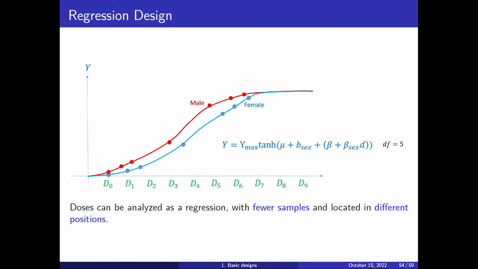Okay, I can say my model will be different. There will be a saturation value. This is Y max, and then this kind of function is called a sigmoid, and you can do it with a hyperbolic tangent, and then you put something inside that depends on the sex, and the dose may depend on that. There is a parenthesis missing here. So this beta is beta plus beta sex, and then multiplied by D.